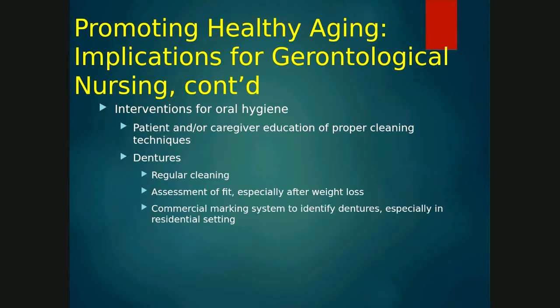Other interventions, patient and caregiver education on cleaning techniques, making sure that dentures are regularly cleaned and that they fit appropriately, especially for patients who have had significant weight loss, and commercial marking systems to identify dentures, especially in a residential setting, because they very easily and very frequently get lost. And as we talked about in one of our previous lectures, they're not easy to replace. They could be very expensive.